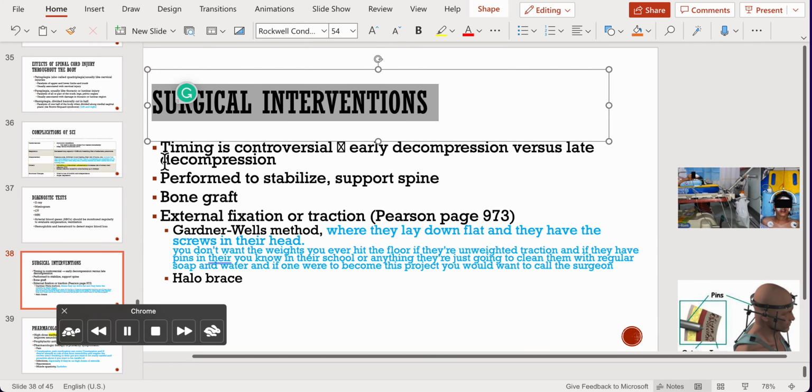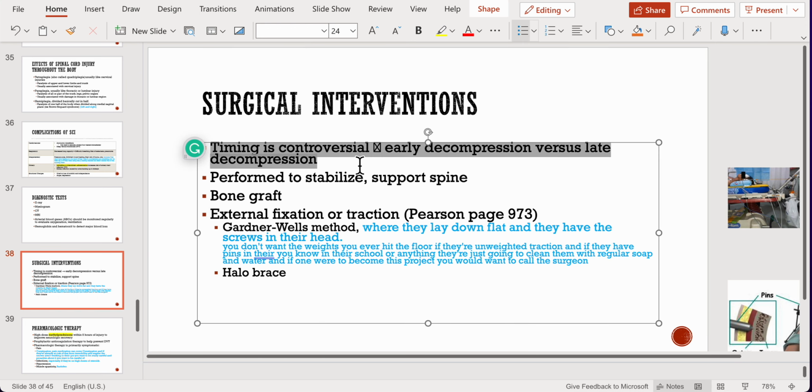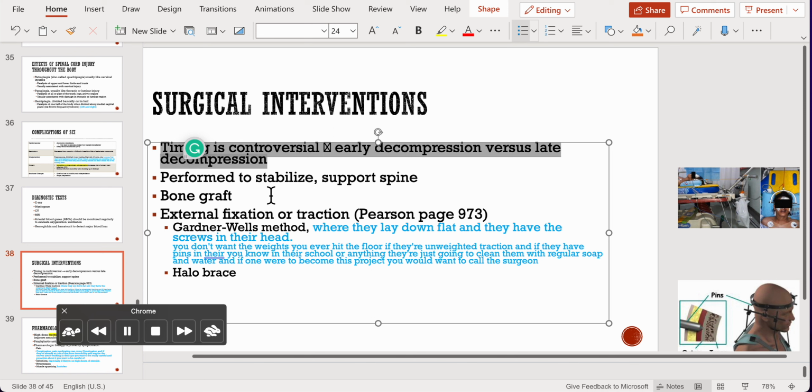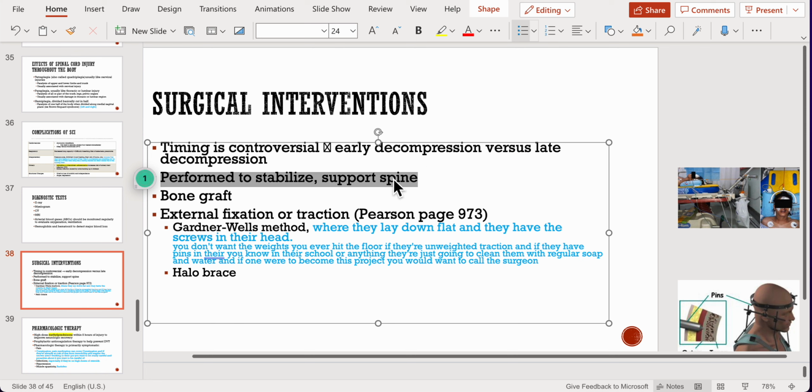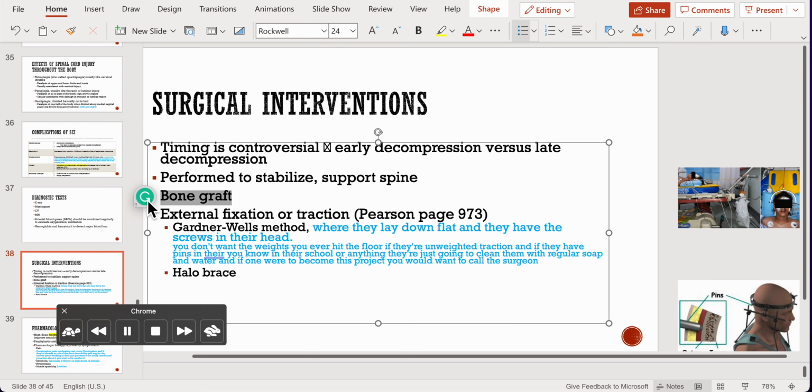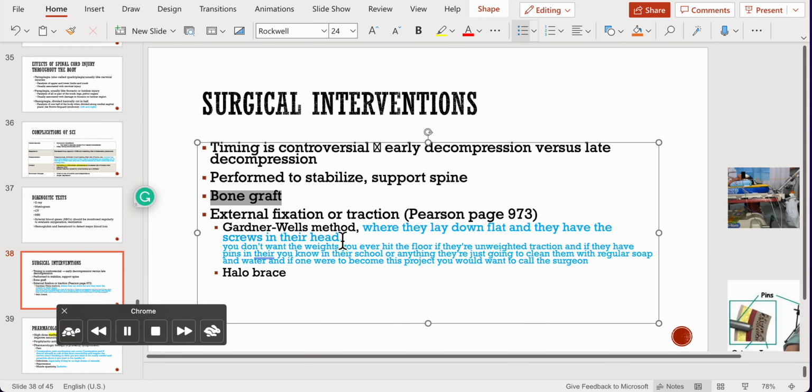Surgical interventions. Timing is controversial: early decompression versus late decompression. Performed to stabilize and support the spine. Bone graft.